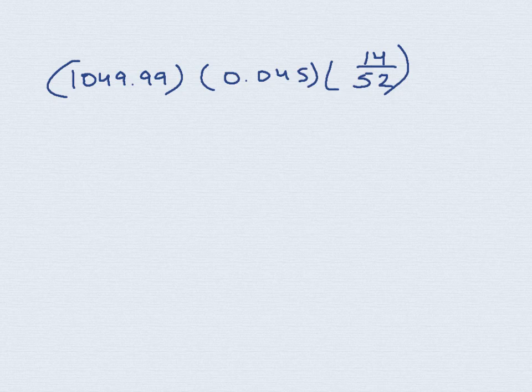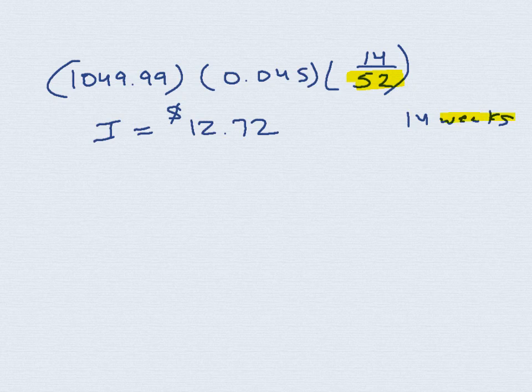I would suggest that you start with the 14 divided by 52, like 0.26 something, 0.27, times that by the 0.045, multiply it by 1,049. You're going to get an interest amount of $12.72 when you round to the nearest cent. That's for 14 weeks of a loan. And the 14 weeks got written over a denominator of 52 because there's 52 weeks in a year.